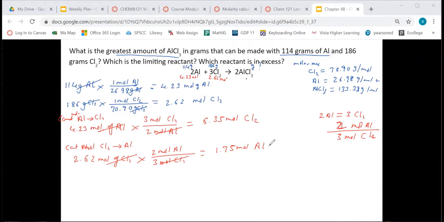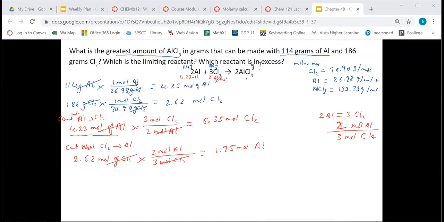Okay, now we need to figure out which one is the limiting reagent. And for that, how do we do it? So look at this. 4.23 mole of aluminum needs how much chlorine? If we use this much mole of aluminum, how much chlorine do you think we will need? 6.35 mole of chlorine, right? Yes. Do we have 6.35 mole of chlorine?